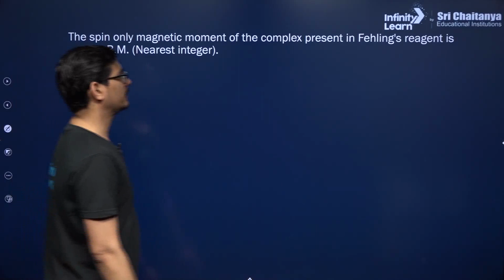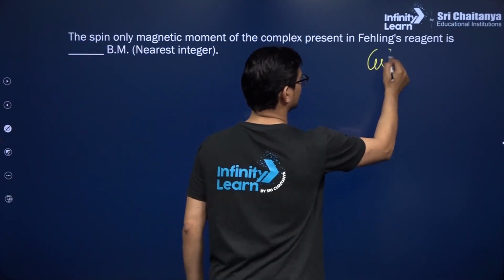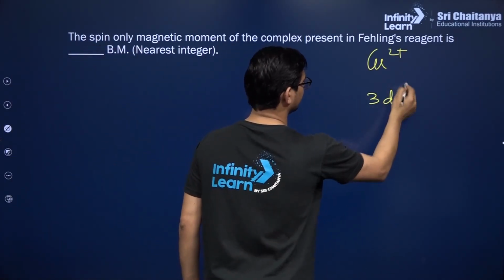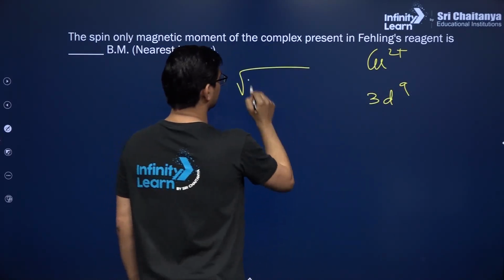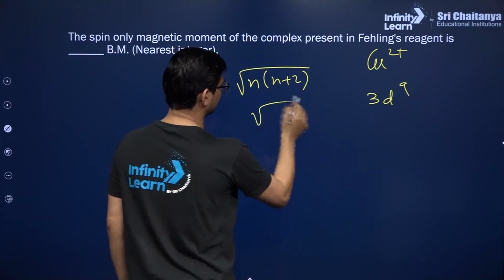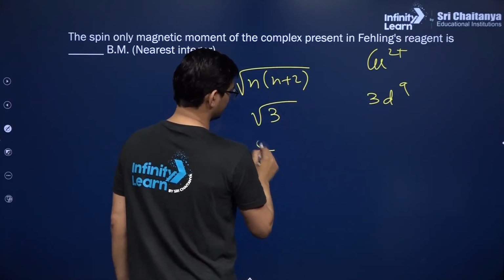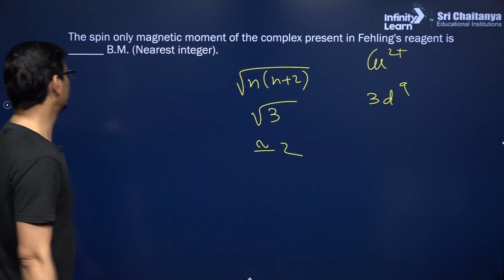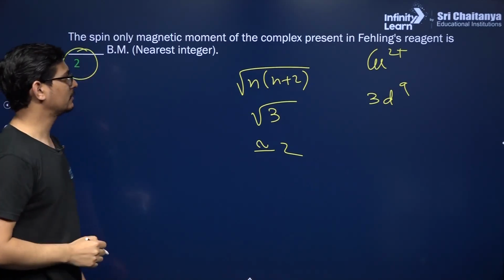The spin-only magnetic moment in Fehling's reagent, it is copper 2 plus. Copper 2 plus is 3d9. There is an unpaired electron there. How many unpaired electrons? 1, right? So square root of 1 into (1 plus 2), that is 3, which is approximately 1.73. So that is the correct answer of this question.